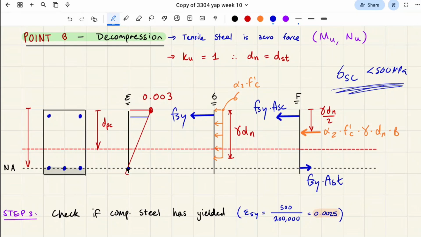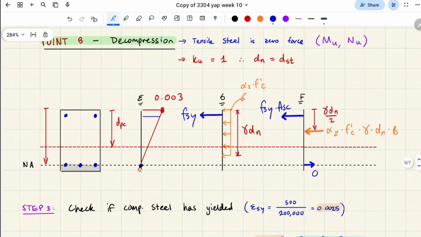Equal to 500? If it's equal to 500, then it's FSY, which means it's yielded. Okay, that's true. If it's less than 500, what do we think it is in this particular case of decompression? 15 MPa? No, not quite. Okay, what if I told you it's 0? I would not believe you.